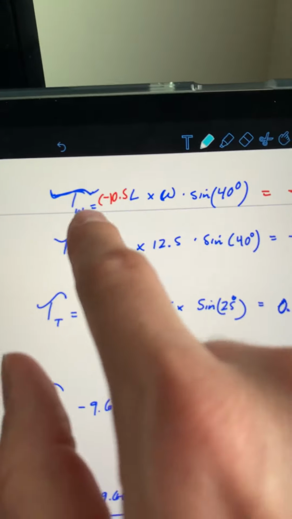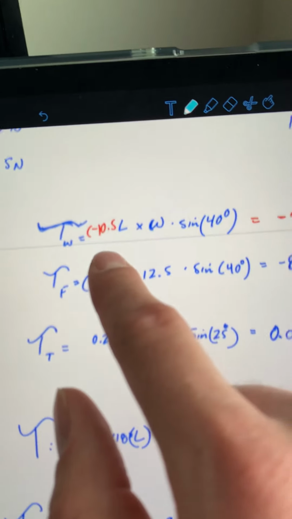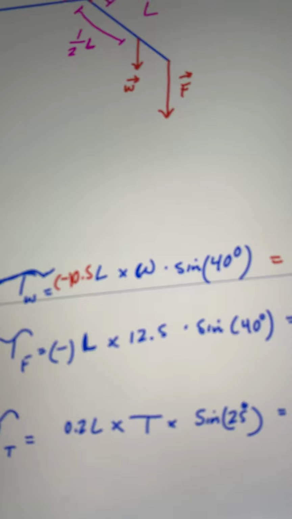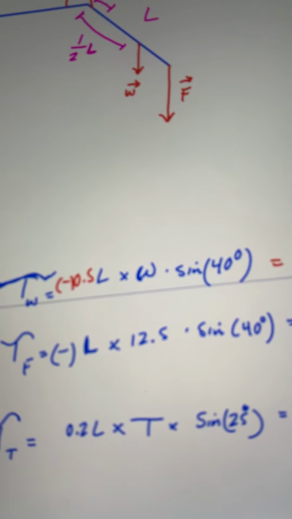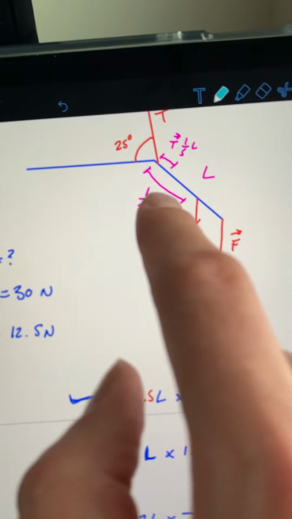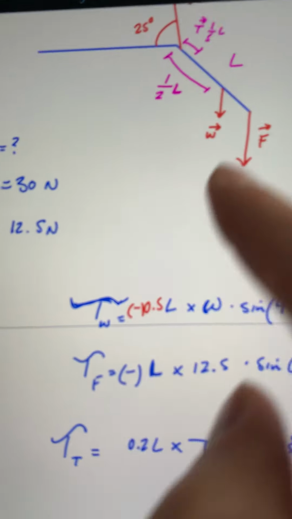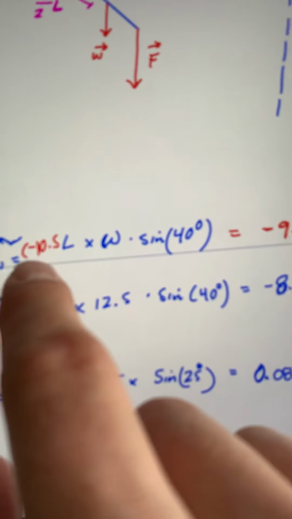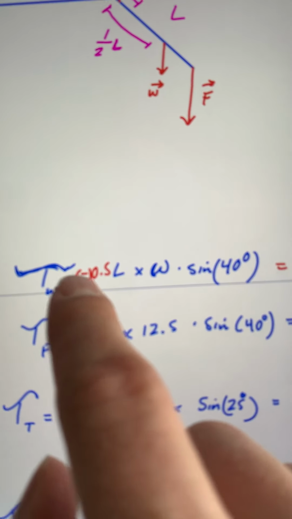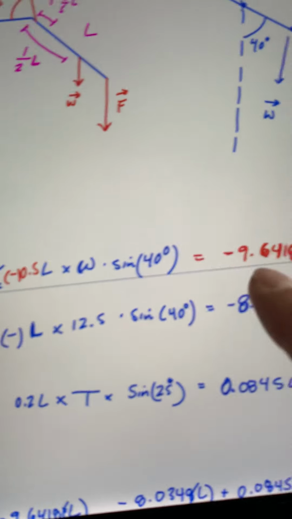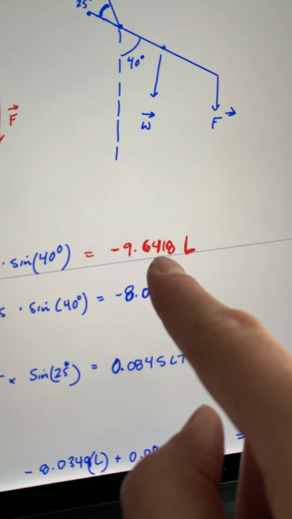So the torque of the weight of the leg is going to be negative 0.5 L. Oh, that's not negative 10.5, that's 0.5, to say that it's 1/2 of L. But it's negative because the weight force would be causing a torque in the clockwise direction, which makes it a negative torque. So that's 0.5 L times W times the sine of 40, which is the angle theta here, which gives me negative 9.6418 L.